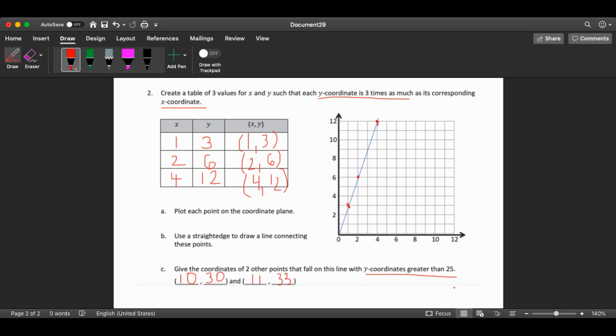All right, that's the first 2 pages, 42 and 43. The next video will cover pages 44 and 45.